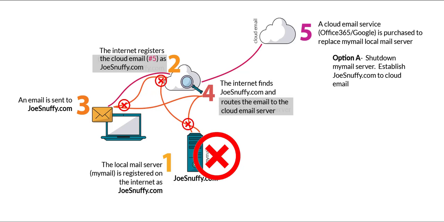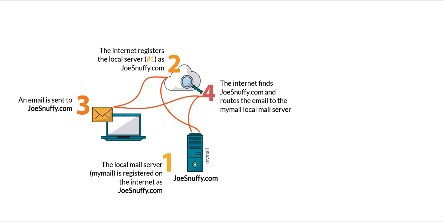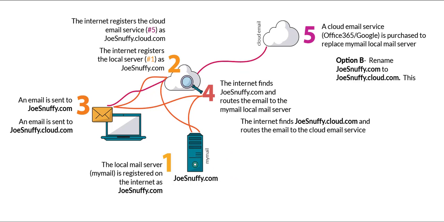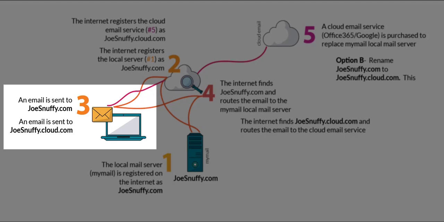The second option really is option B. Option B is the opportunity to still have Joe Snuffy available, but the email, the domain name, changes. So when people send an email to joesnuffy.com, now they're going to be sending it to joesnuffy.cloud.com. So we've changed it a little bit.